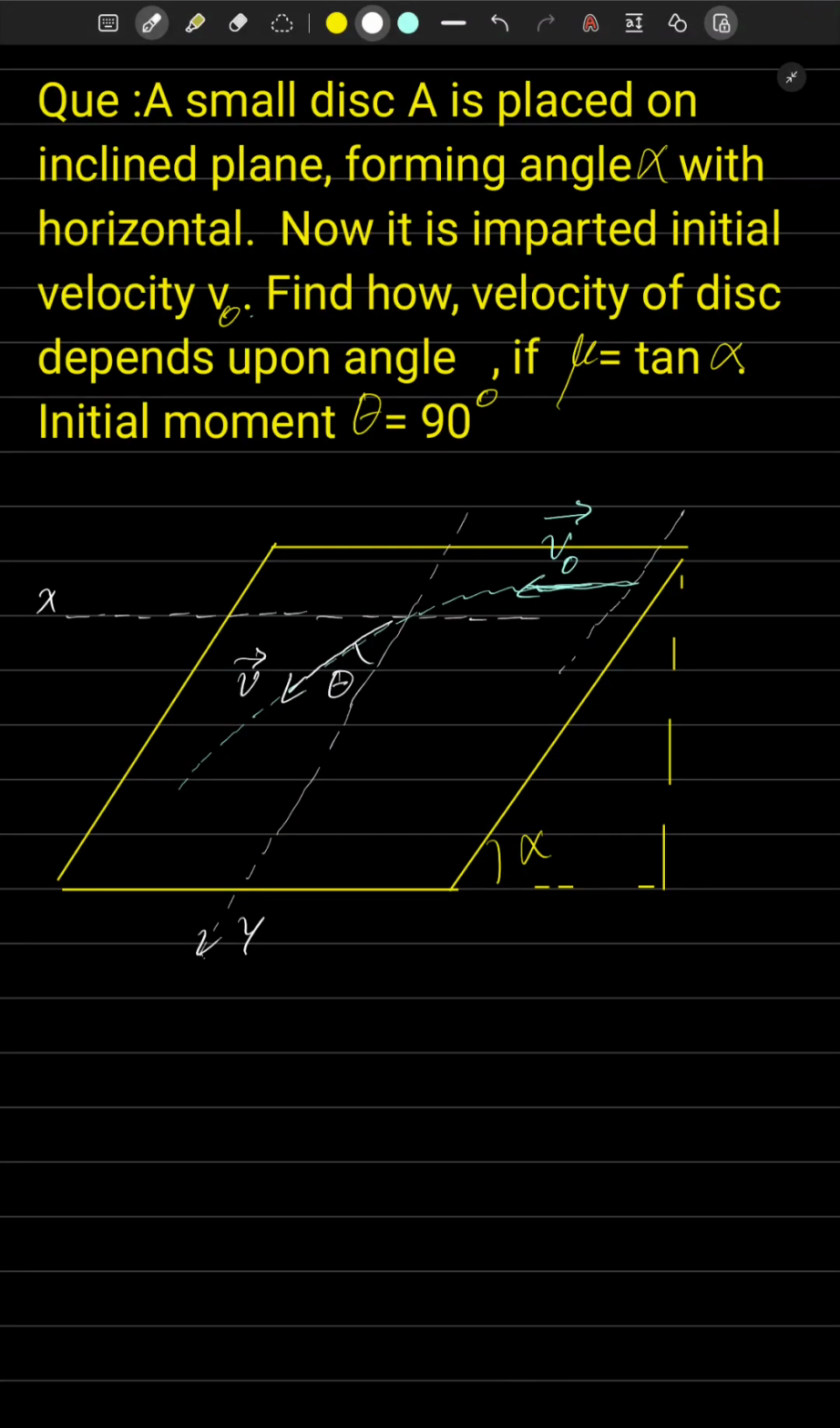Look at the question. Here we have a small disk A on an inclined plane, and the inclined plane is making angle alpha with the horizontal. Now it is imparted some initial velocity v naught. You have to find how the velocity of this disk depends upon the angle.